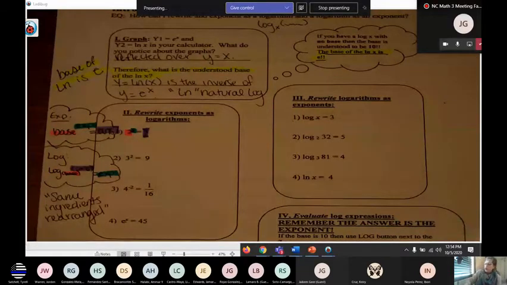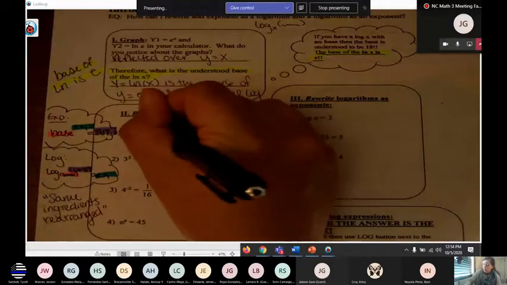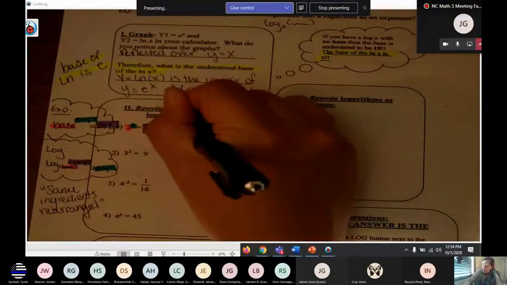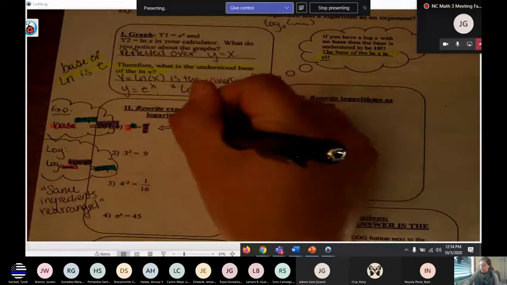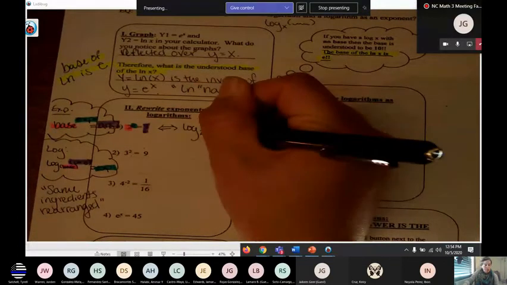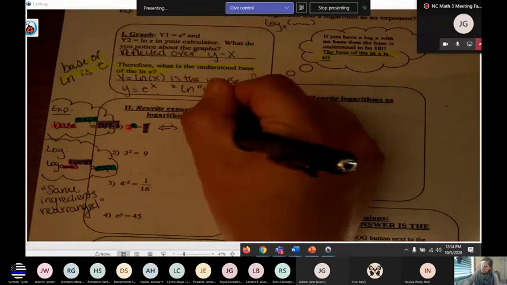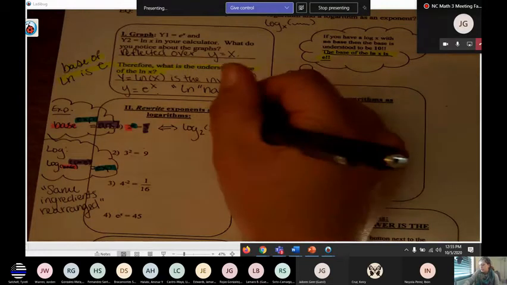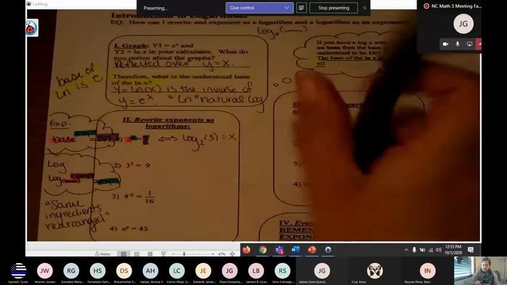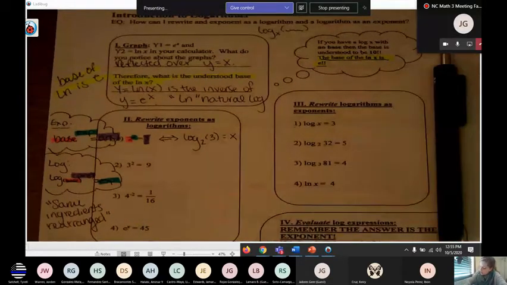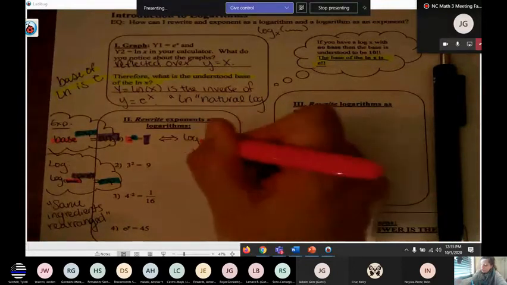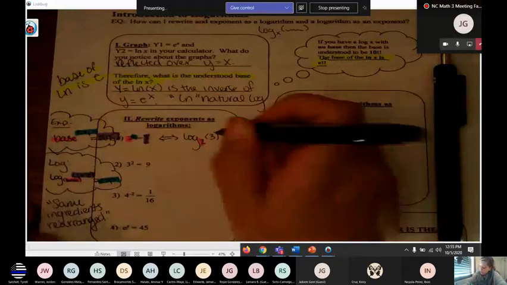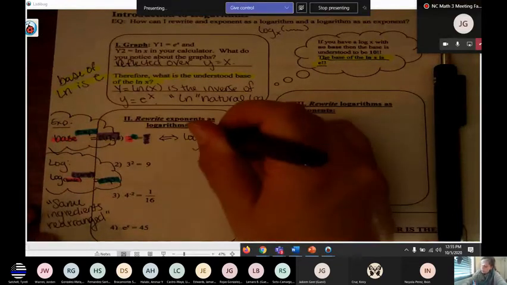Okay, so to rewrite as a logarithm, I write it as log. I want my base on the bottom, so I want my 2 down here. I want my answer on the inside, so I'm going to put my 3 right here, my purple part. And I'm going to set that equal to the exponent, which was my x. So I'm going to highlight the parts that were the same so that you guys can see how we rearranged it to be a logarithm instead of an exponent.